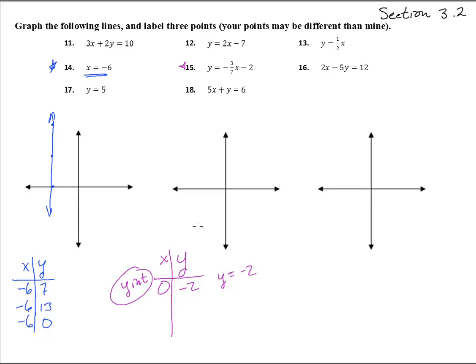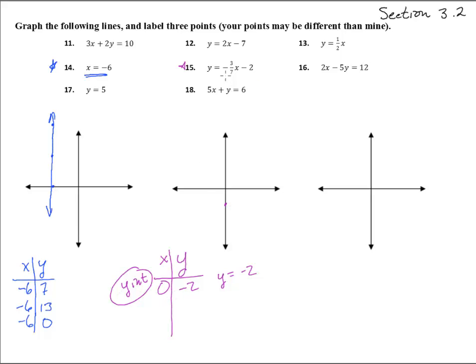That's your y-intercept right there. Very handy. It's right there. That's nice to know. When you stick in a 0, it just gets rid of that whole thing. So there's your y-intercept every time y is by itself. So 0, -2 is right here.